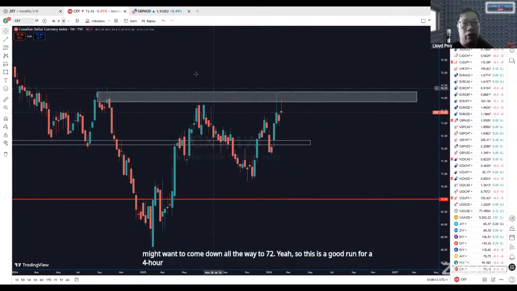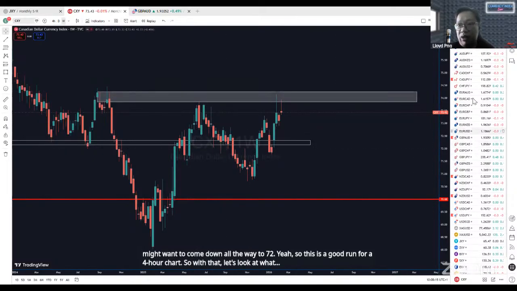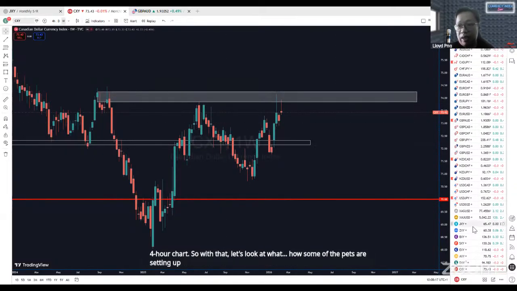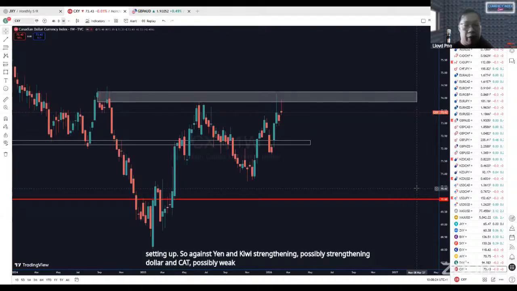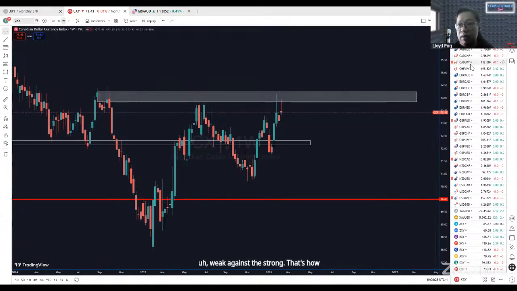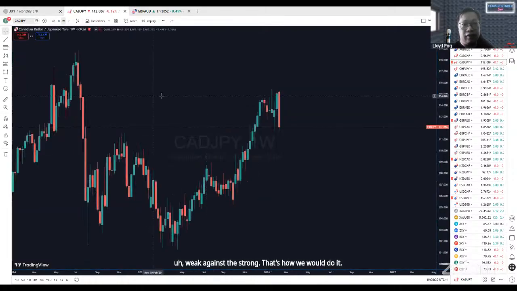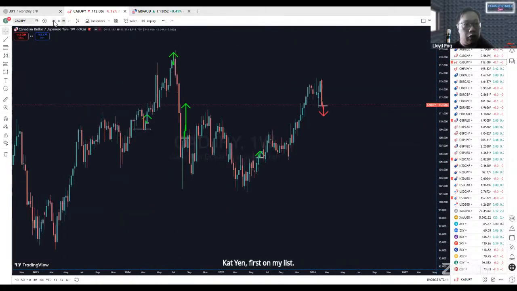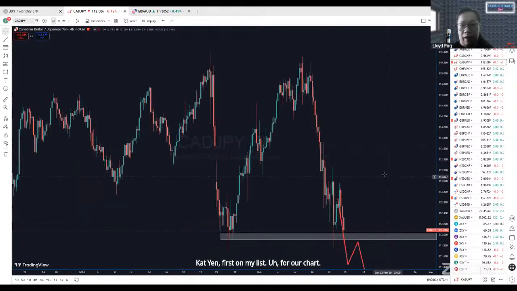So with that, let's look at how some of the pairs are setting up. Again, yen and kiwi possibly strengthening, dollar and cat possibly weakening. So let's pair the weak against the strong. That's how we would do it. Cat yen first on my list. Let's pull up the chart.